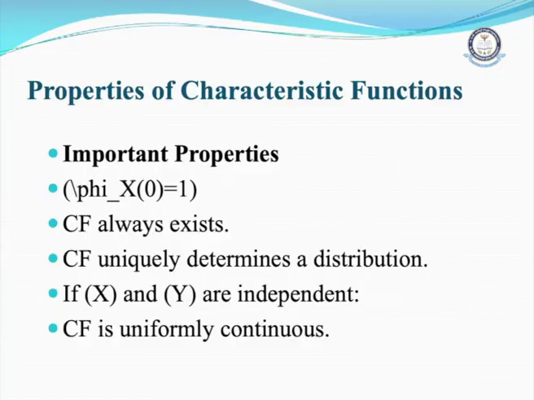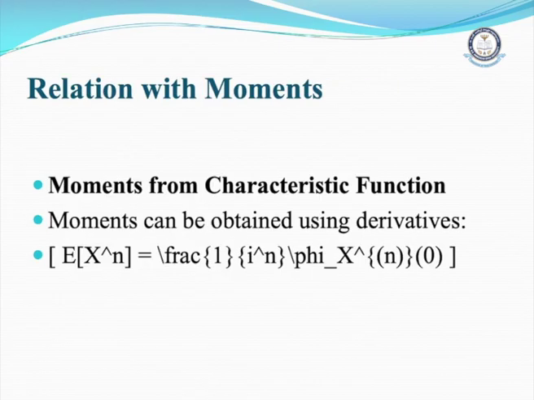And these are some properties of the characteristic function. What is that? Phi of x comma 0 equals 1, so x equal to constant only. The characteristic function always exists everywhere, and it uniquely determines a distribution, and x and y are independent, and it is uniformly continuous, and this is the relation with the moment generating function of the characteristic function. So, these moments can be obtained using the derivatives only. Okay.